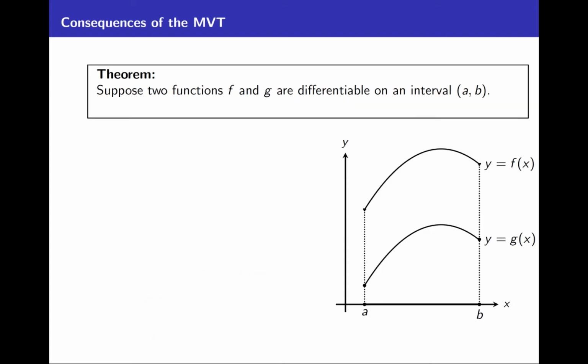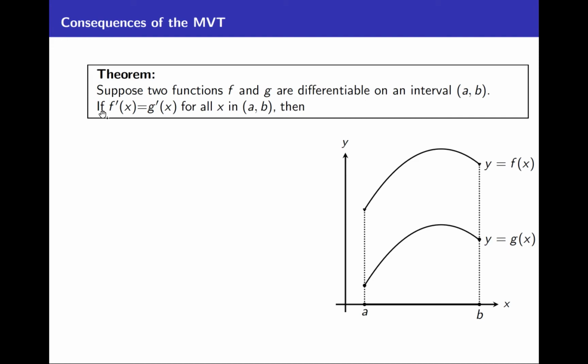Here's another theorem that's going to be especially useful to us, especially in part 5 of this course. Suppose we have two functions f and g that are differentiable on an interval from a to b. And I've illustrated that here. Here's the function f, and there's the function g. That's just the setup. Here's what the theorem says.